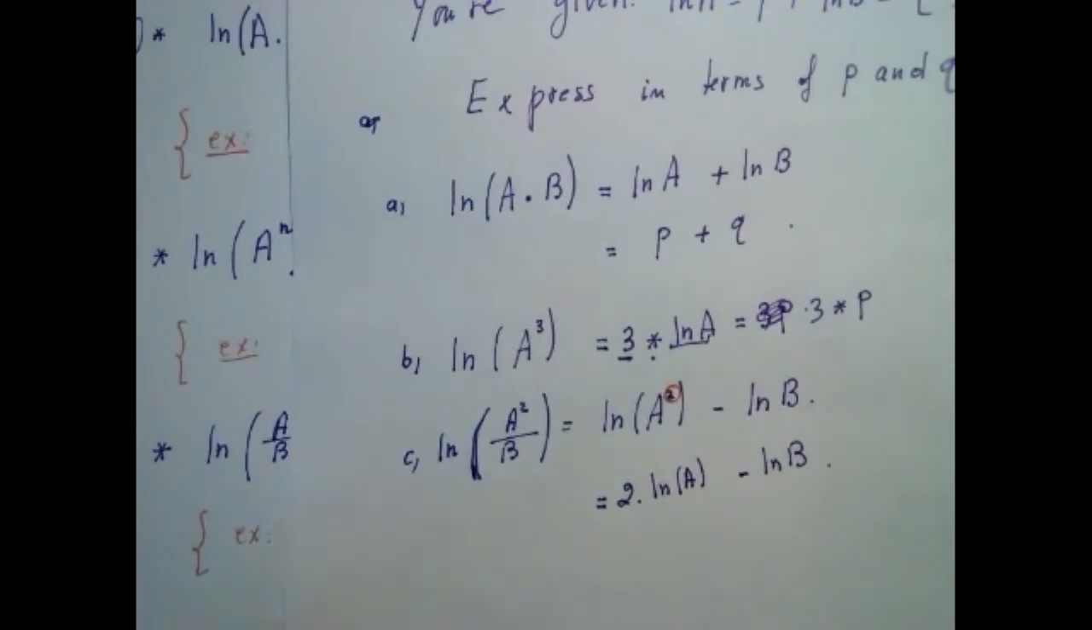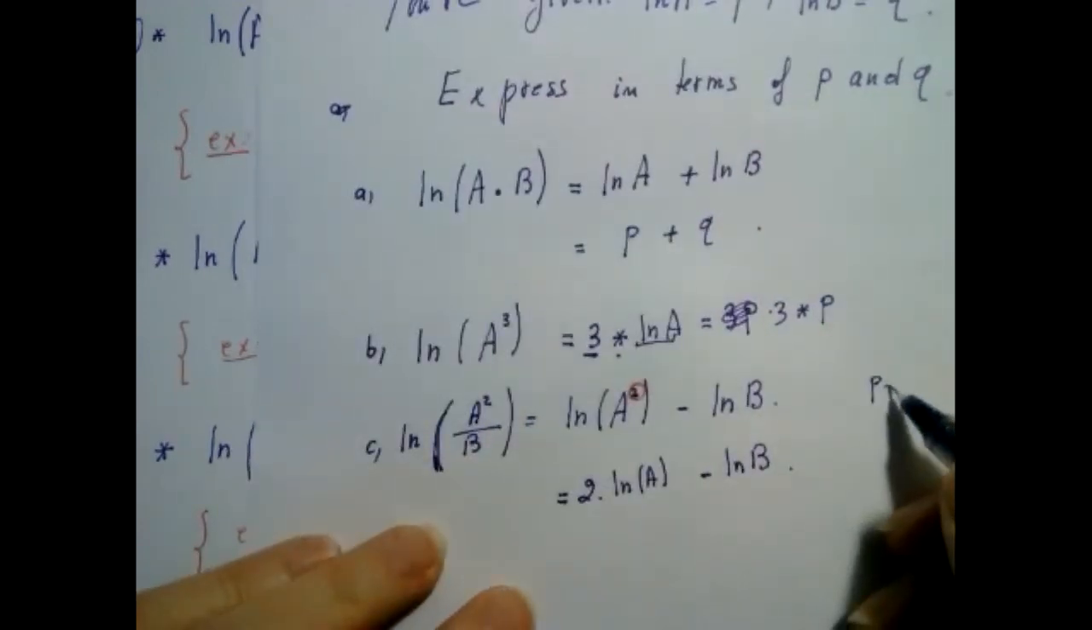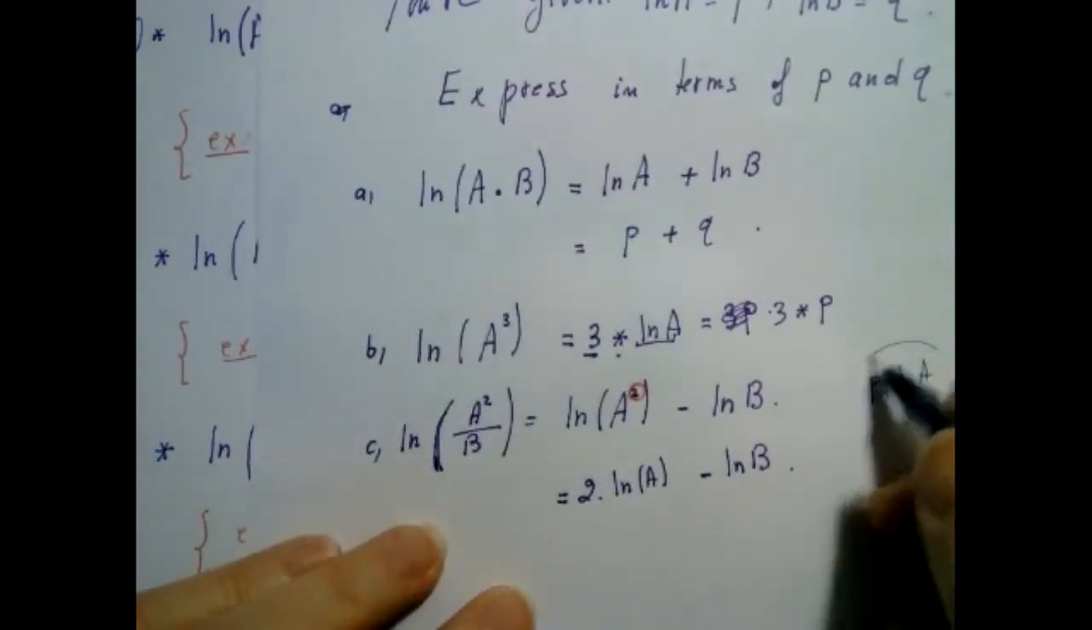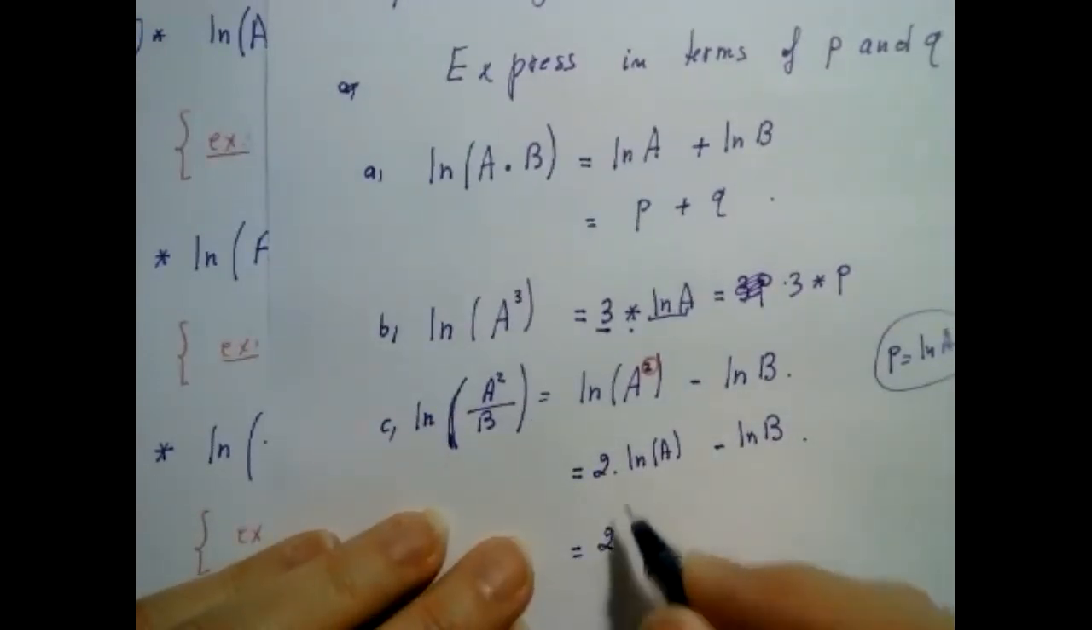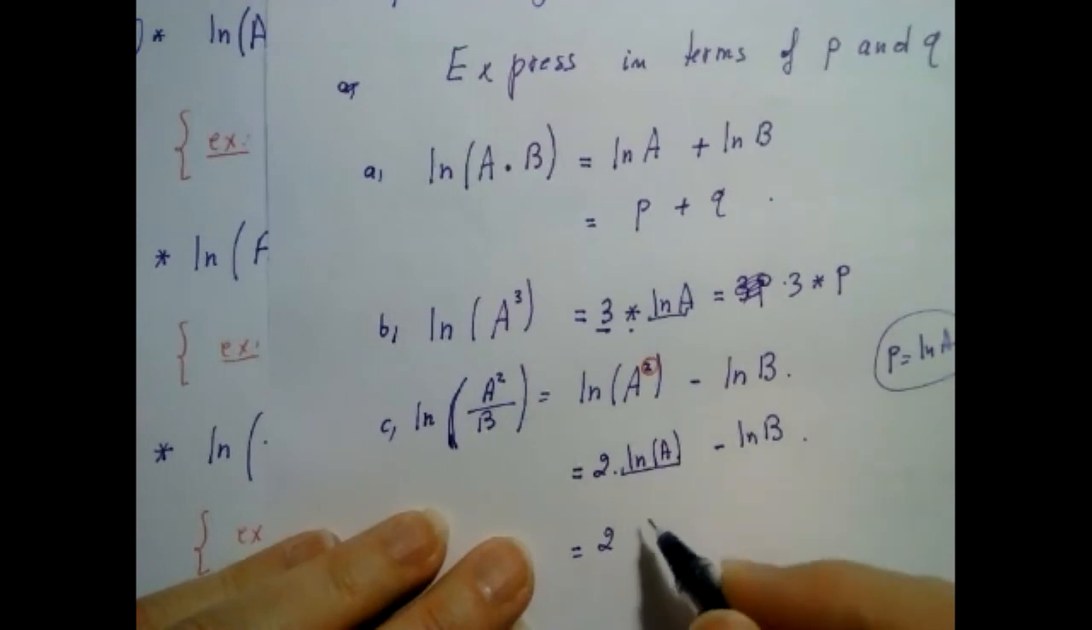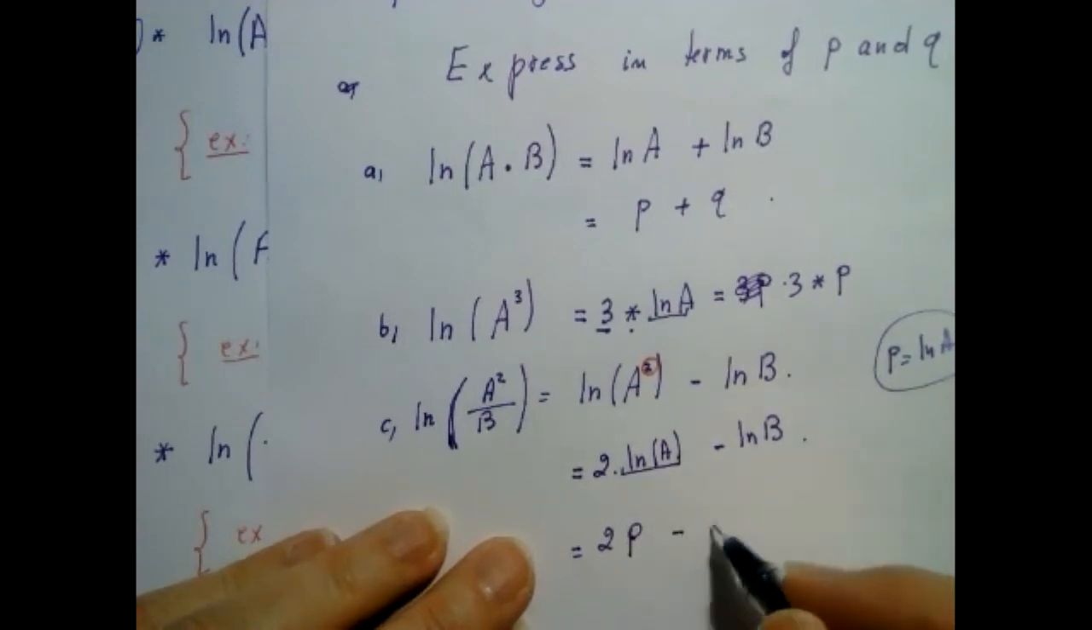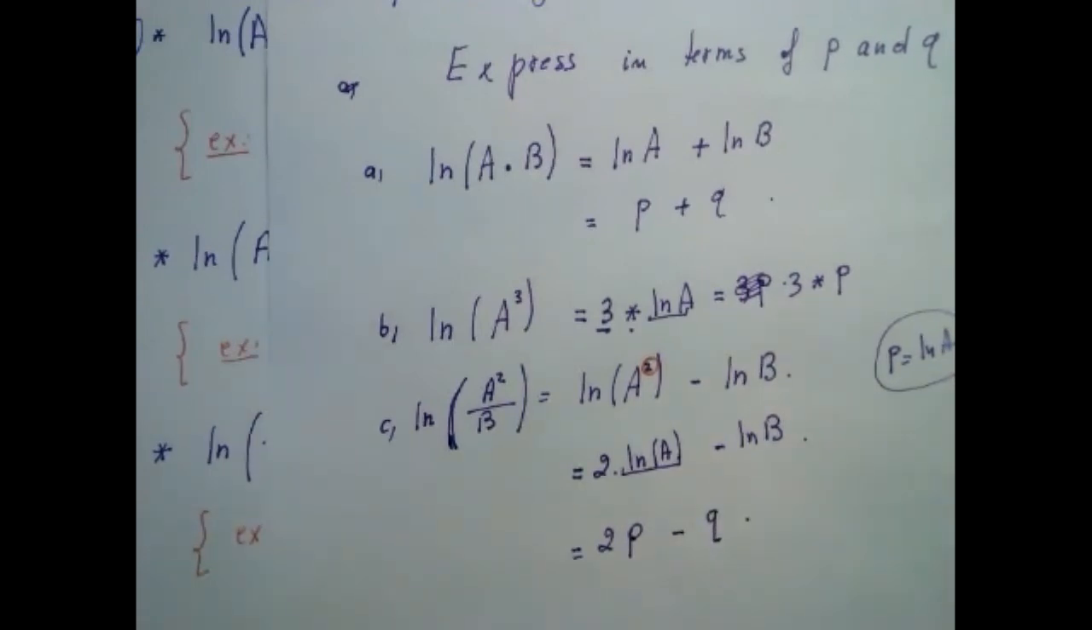So watch very carefully. It's not ln of P. P is the value of the ln. The value of the ln of A is P, it's not ln of P. The value of ln of B is Q. So the answer should be 2P minus Q.